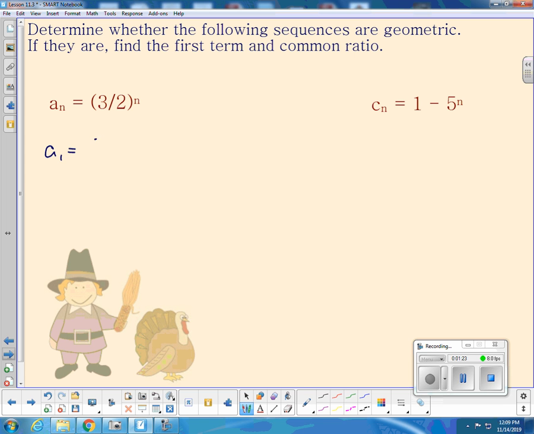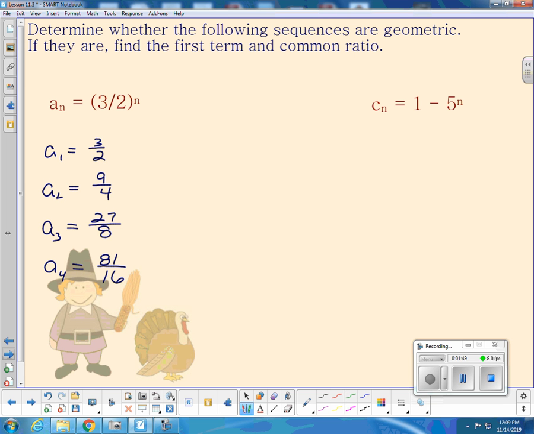The first term would be 3 over 2 to the first. The second term would be 9 over 4 because I'm squaring both of them. The third, I'm cubing both of them, to the 4th power, and so on. So if I generate 4 or 5 terms, let's check to see if the ratios are consistent.